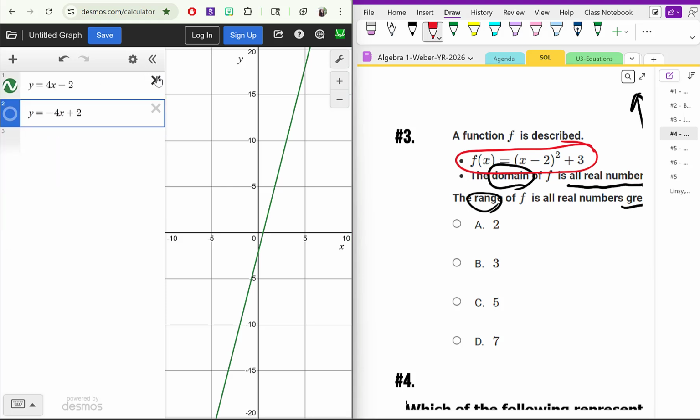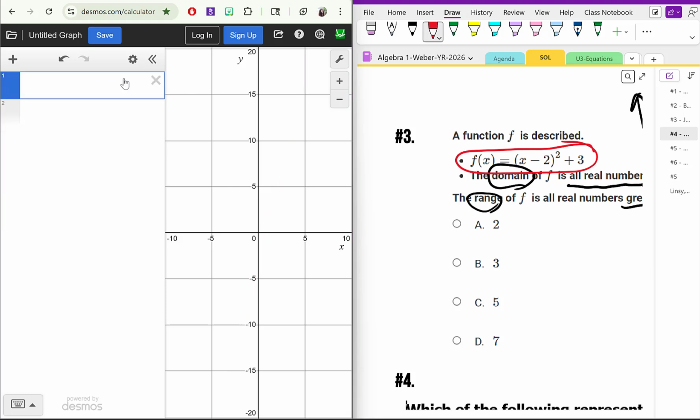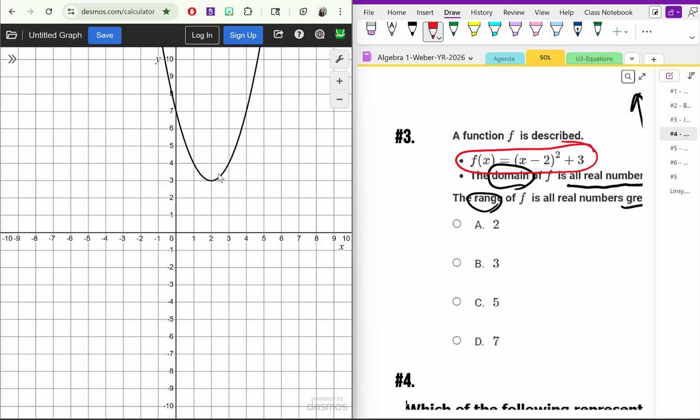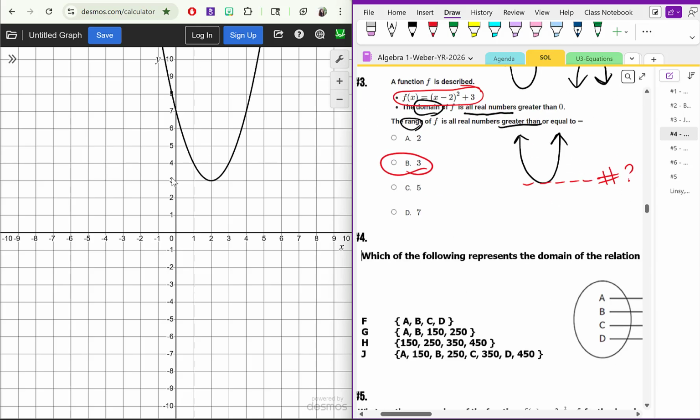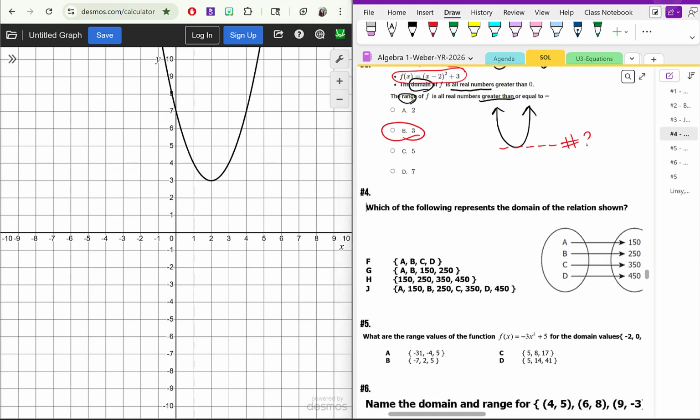Okay. So f of x equals parentheses x minus 2 squared plus 3. Okay. So the bottom of this graph, again, range is y. We're only looking at the numbers on y. This graph is greater than or equal to 3. Okay. Next one.